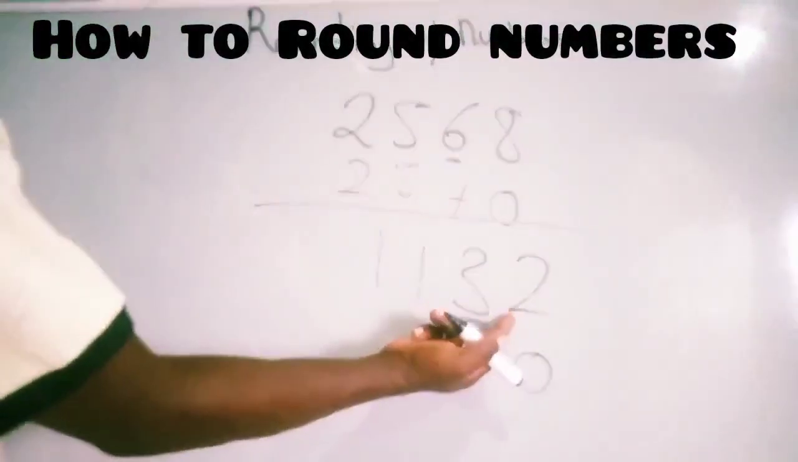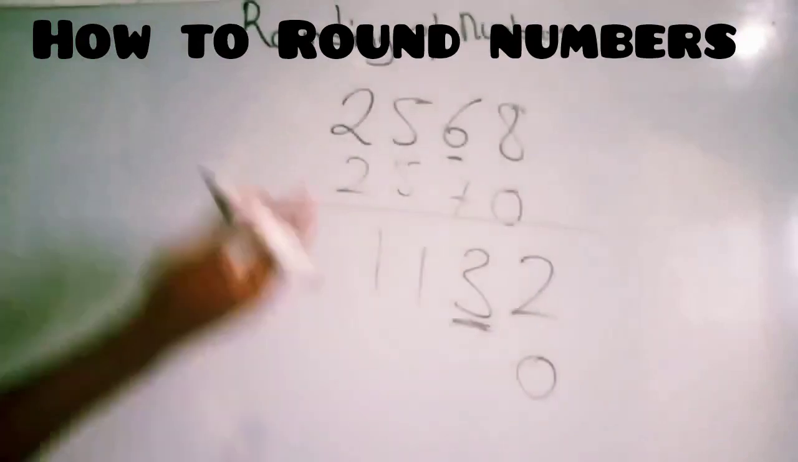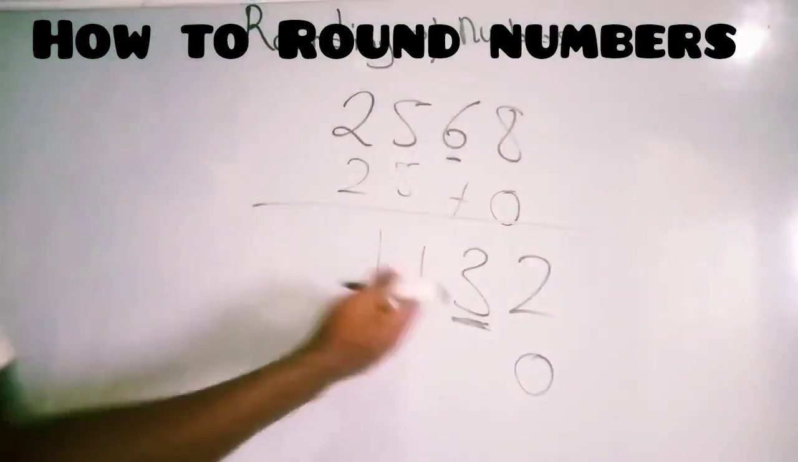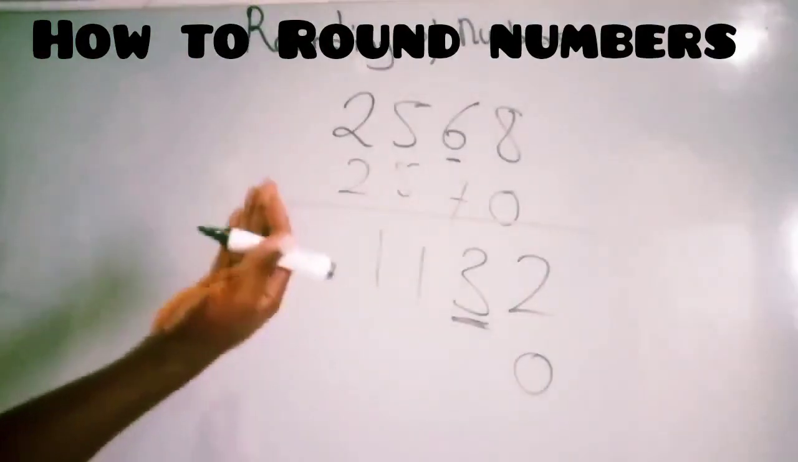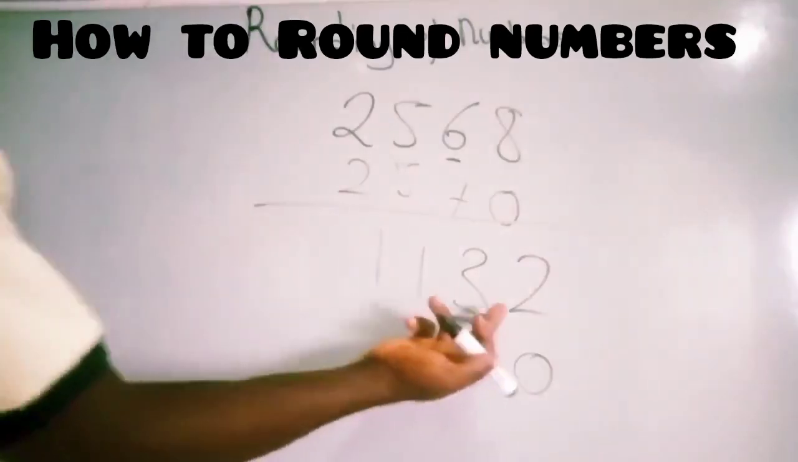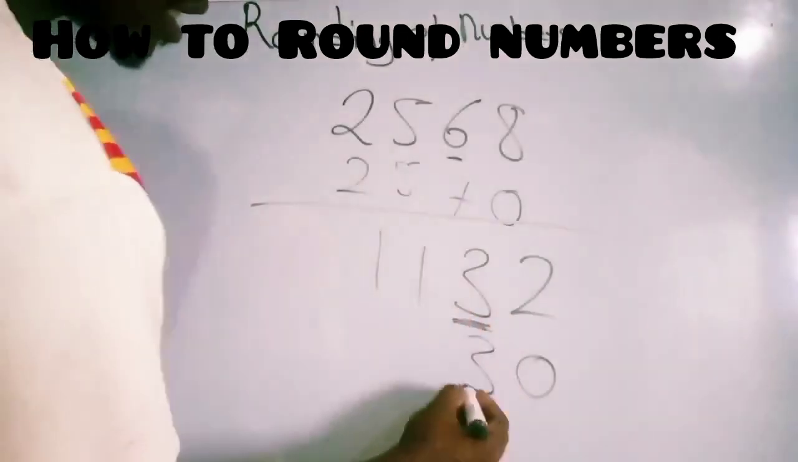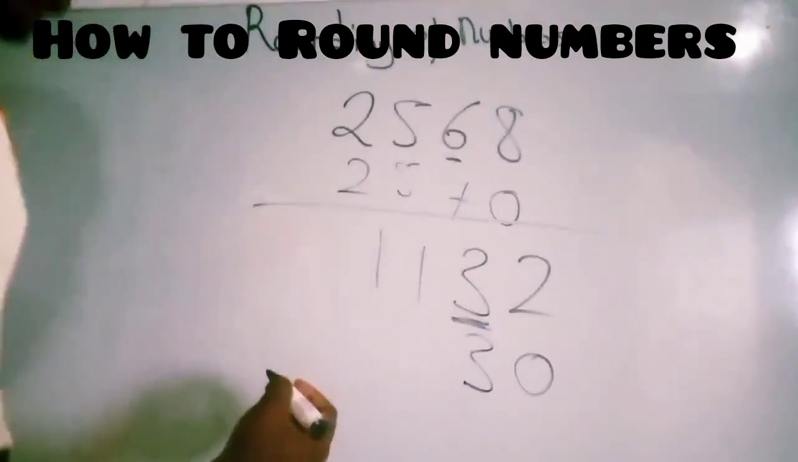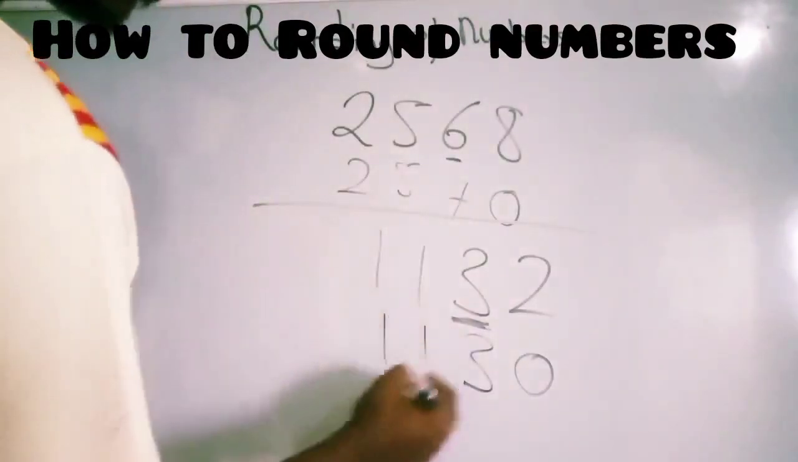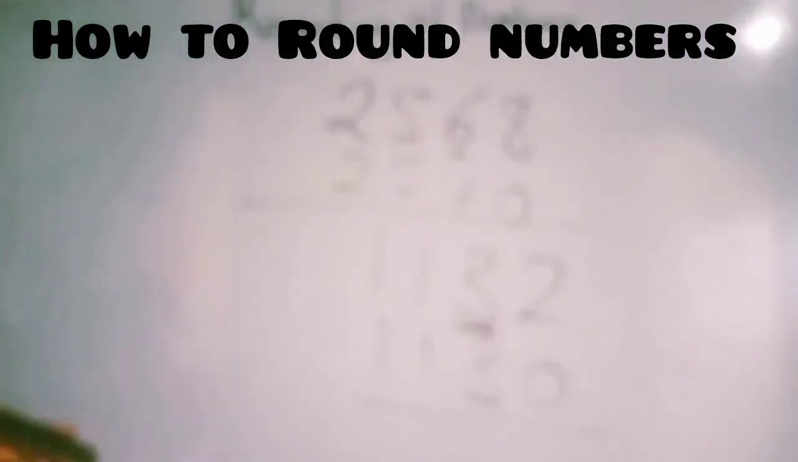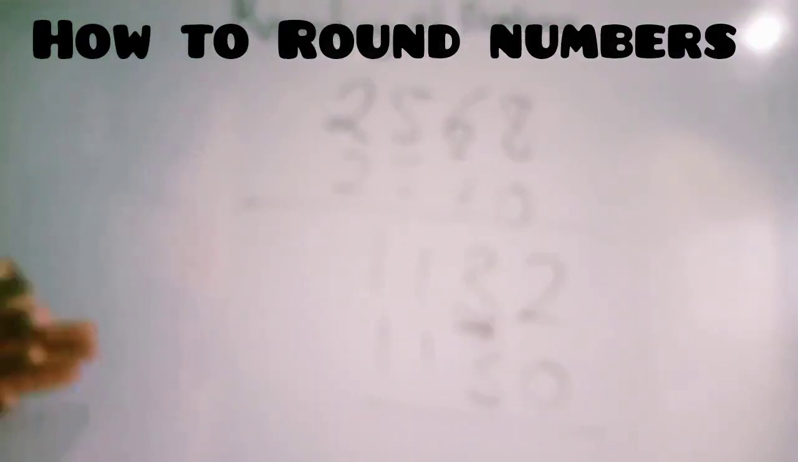So we now look at this immediate number. If it is 5 and above, you add 1. If it is below 5, you just maintain the number you are working on. So over here, 2 is below 5. So I'm going to repeat the 3 just like this and repeat the other numbers on the left hand side. If I have 1, 1, this is that. Okay, this is how to round numbers to the nearest 10.